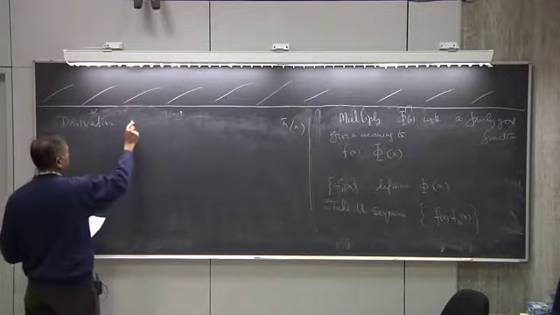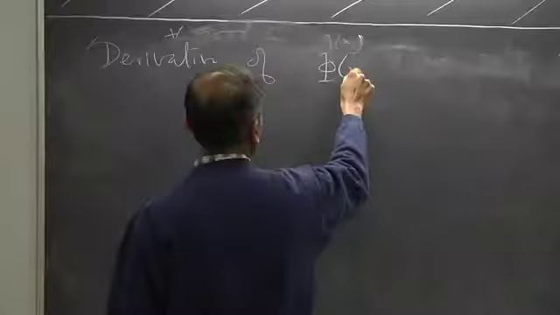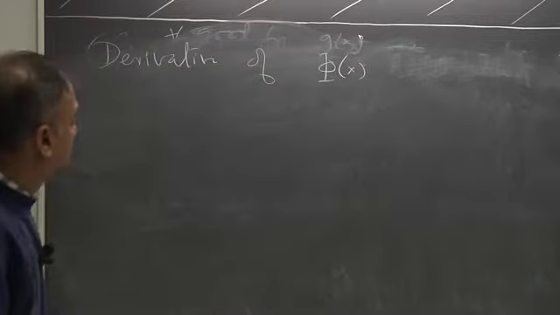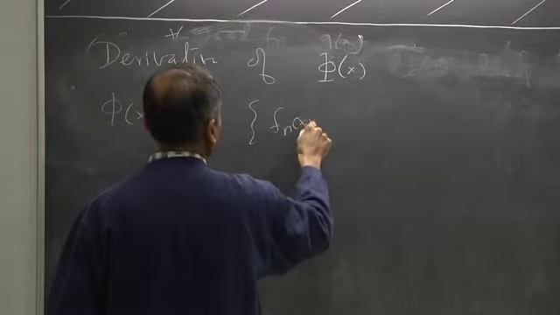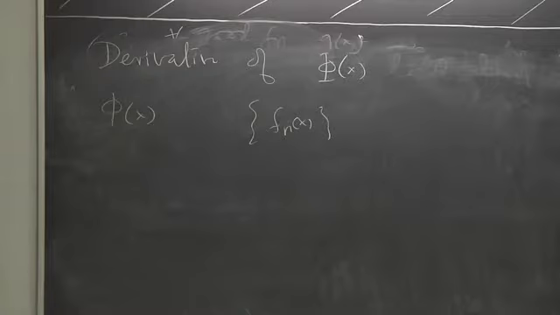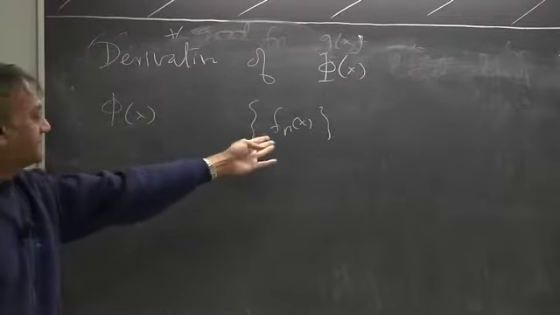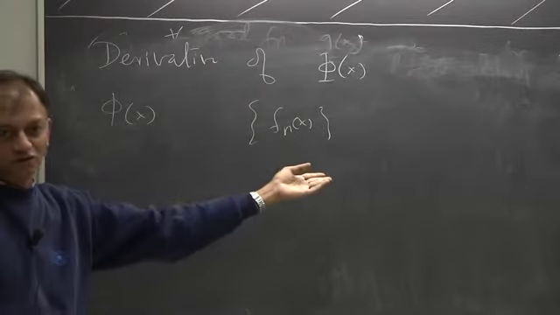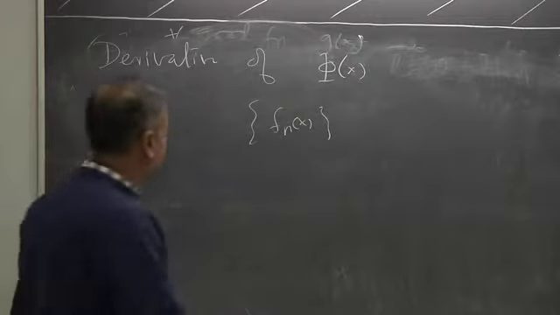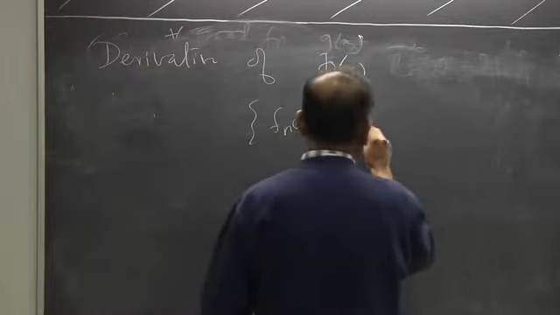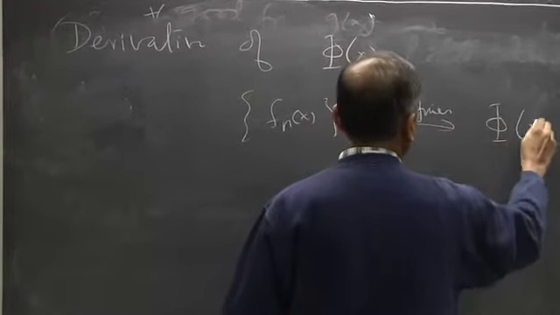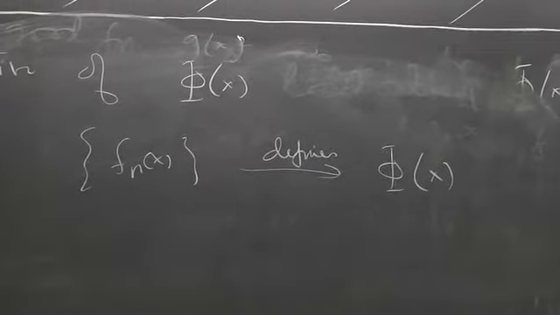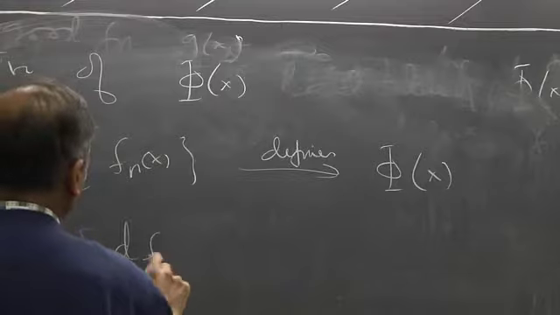So the derivative of some generalized function, let's say phi. How will you define it? Suppose phi(x) corresponds to the sequence f_n(x). This sequence defines to you this generalized function phi(x). Then the obvious thing you will try is to take the derivative of these functions and consider the sequence of those. So consider the sequence df_n(x)/dx.